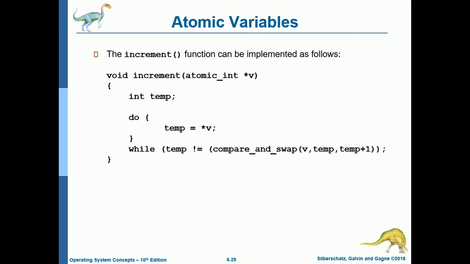And then the increment function can be implemented as follows. For void increment, atomic_int pointer v, we have int temp and then do. The value of the pointer v is stored in temp, while temp is not equal to compare_and_swap(v, temp, temp+1).